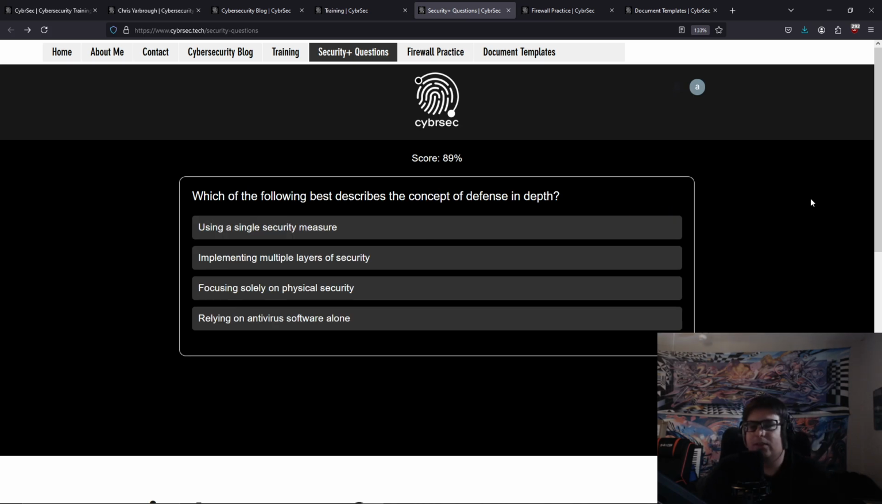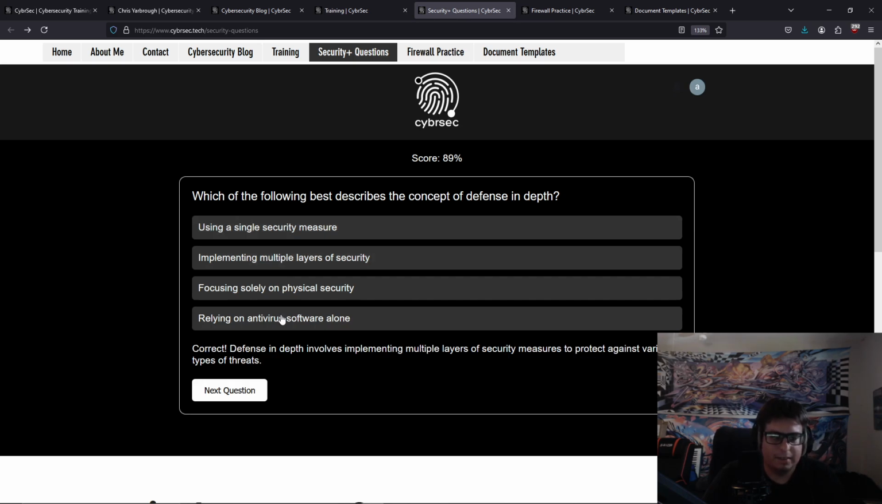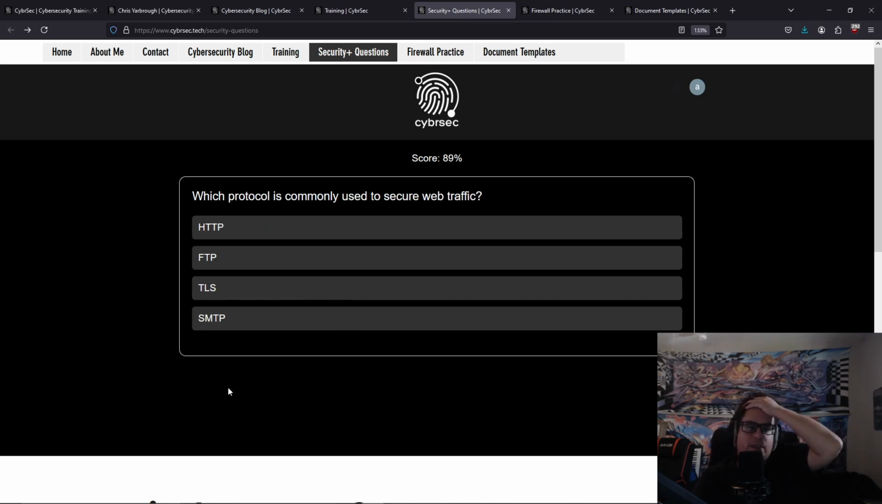Which of the following best describes the concept of defense in depth? Focusing solely? No. Relying on things alone? No. Using a single? No. It's multiple layers. Gotta be. Correct. Defense in depth involves implementing multiple layers of security measures to protect against various types of threats.